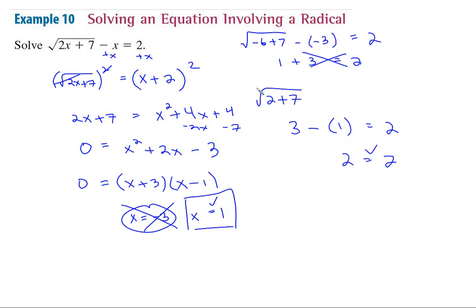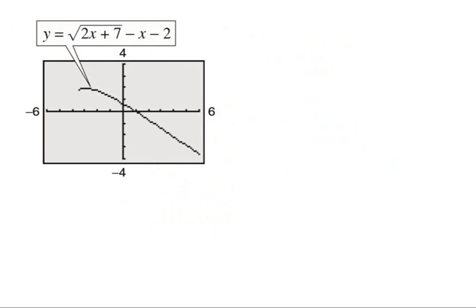And let's just understand what this means graphically. If we were to graph this, let's take a look at what the graph looks like. So here's the graph for it. You notice this function here only crosses the x-axis at 1. It didn't cross at negative 3. Remember we had that extraneous solution? You notice it only crosses at positive 1 right there. So our algebra work and the graph make sense.